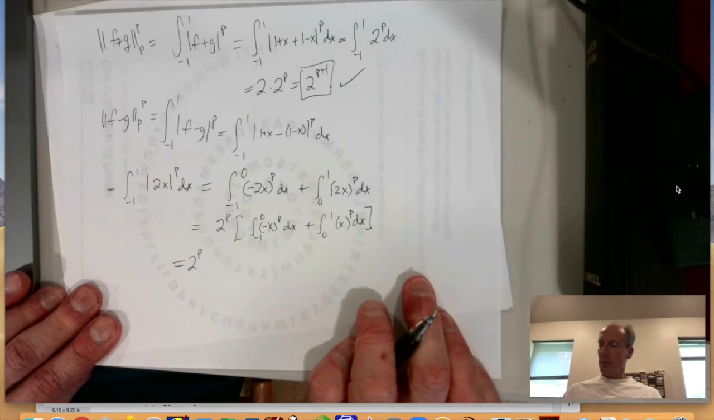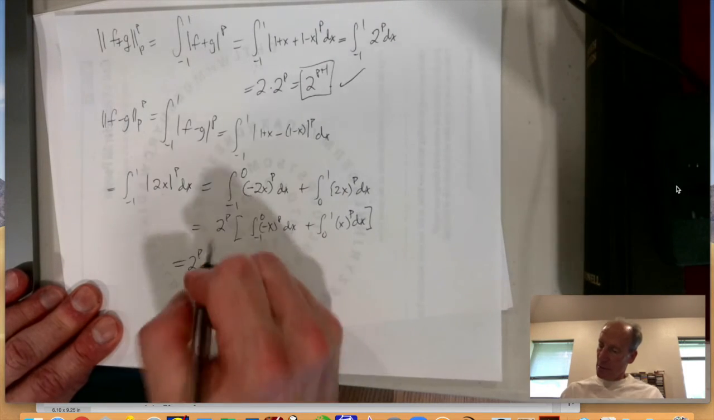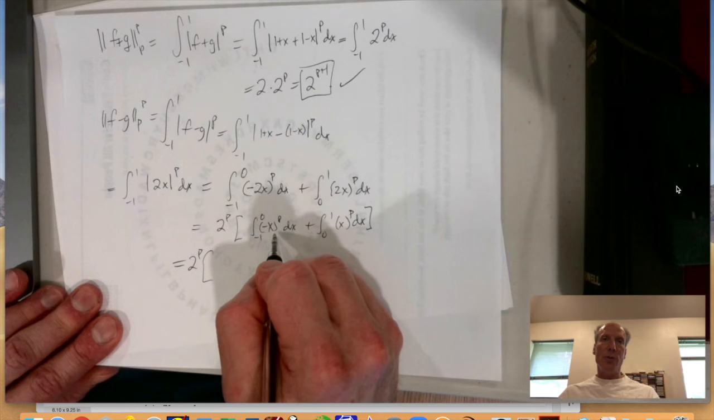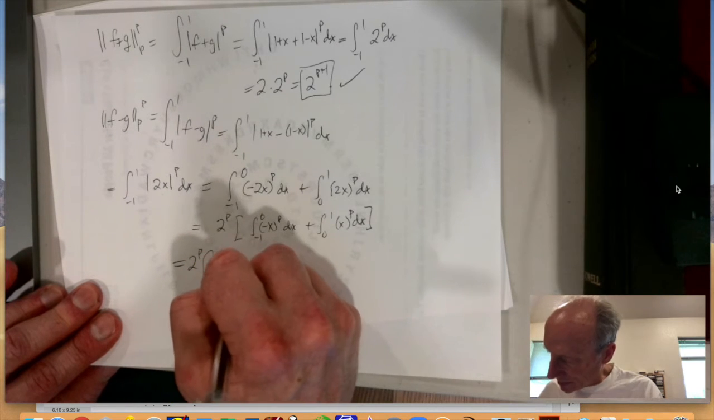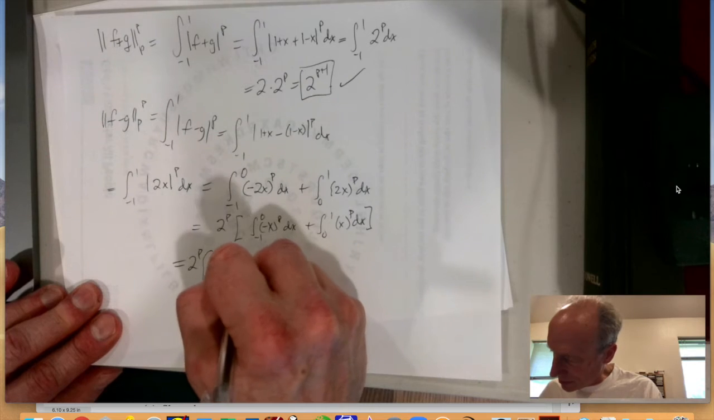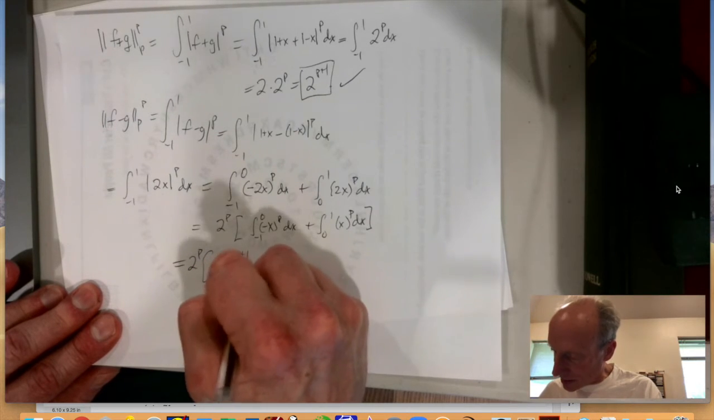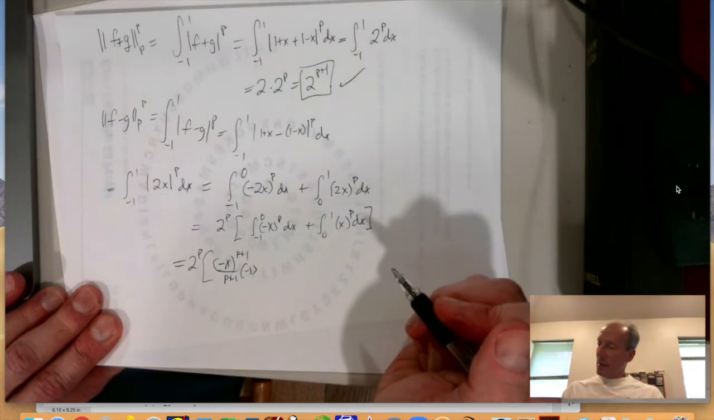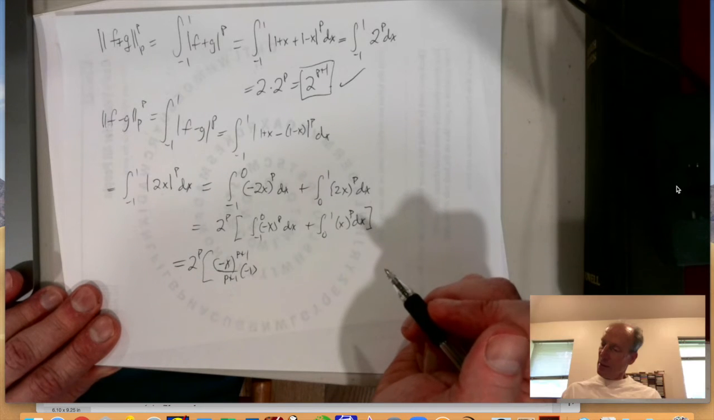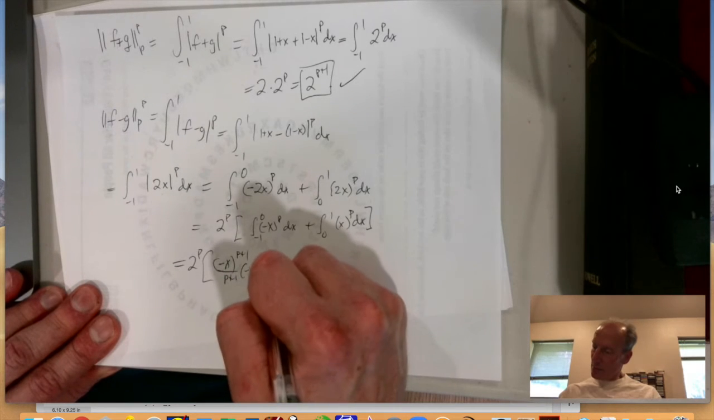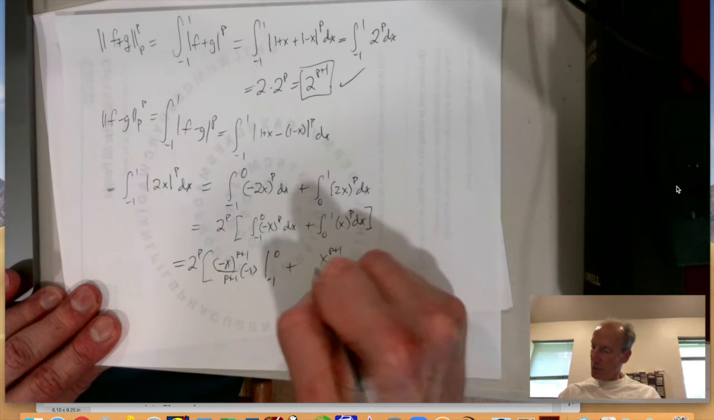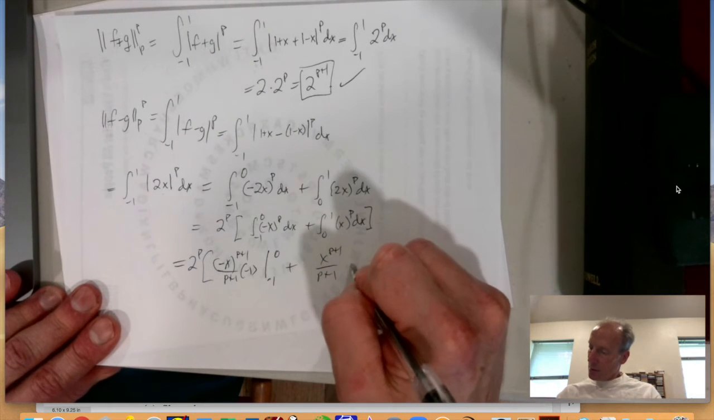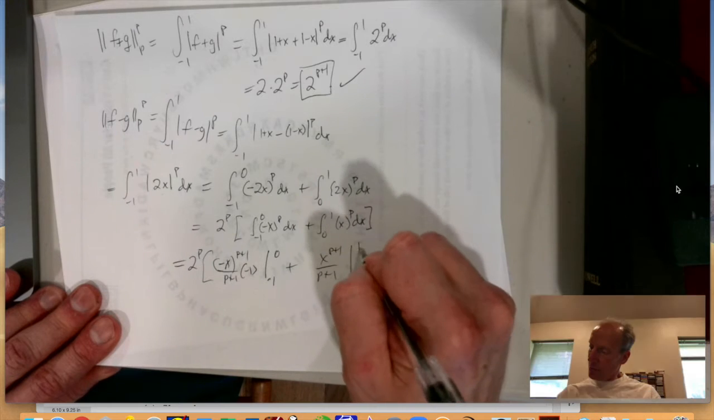And let's see what we get from that one. Antiderivative, right, Jalen, so that'll be negative x to the p plus 1 over p plus 1 times a negative 1. And we go between negative 1 and 0, plus x to the p plus 1 over p plus 1, going between 0 and 1.